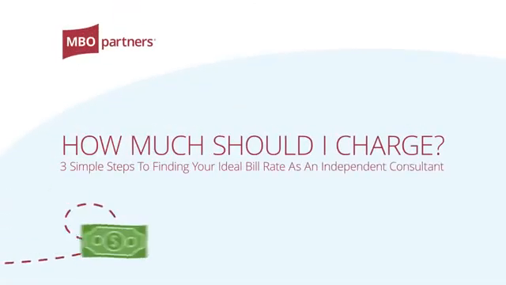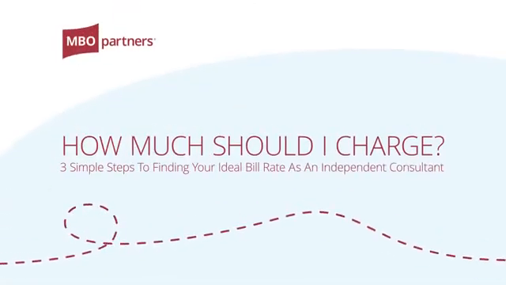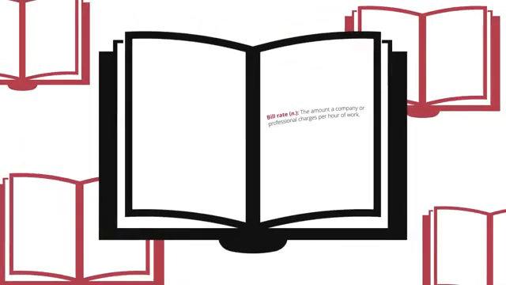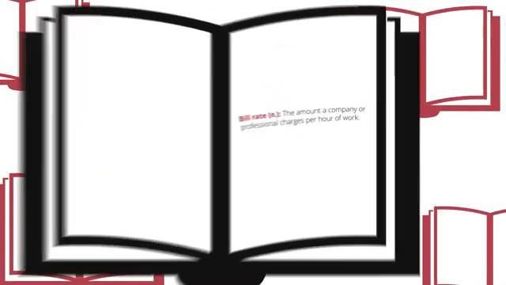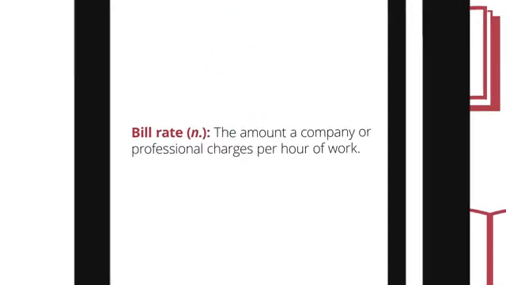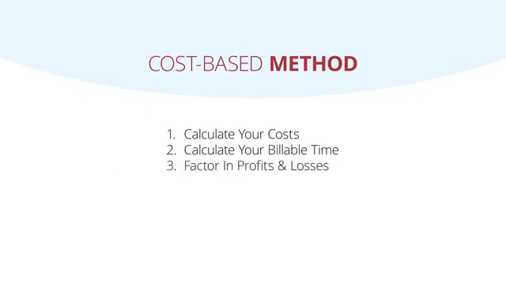Today, we'll learn a simple method for setting your bill rate as an independent consultant. Your bill rate is the amount you or a company charges per hour of work, before taxes, fees, and discounts. The process of finding your cost-based rate is simple. First, we'll show you how to calculate the costs associated with doing business as an independent. Then, we'll walk through how to calculate how much time is billable. Last, we'll show you how to plan for losses and to build in a profit.